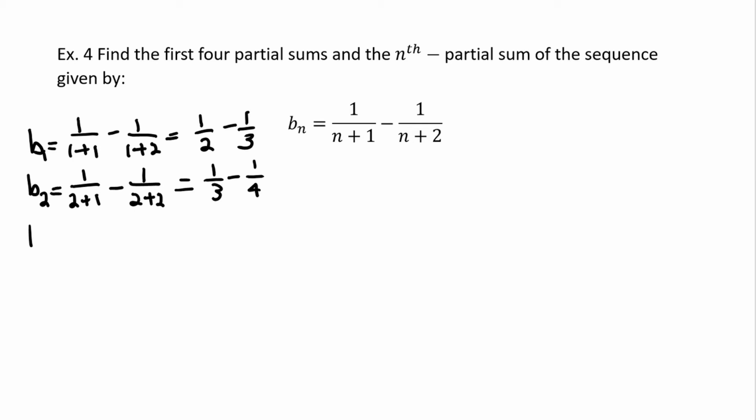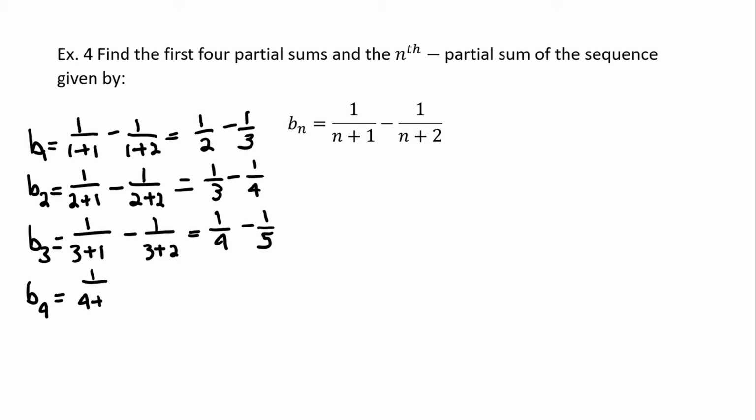The third term, B sub 3, would be 1 over 3 plus 1 minus 1 over 3 plus 2. Looks like 1/4 minus 1/5. I'm hoping to see a pattern here. Do you see one yet? So B sub 4 is 1 over 4 plus 1 minus 1 over 4 plus 2, which would be 1/5 minus, yeah, you're right, 1/6.